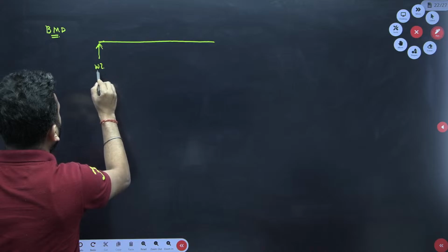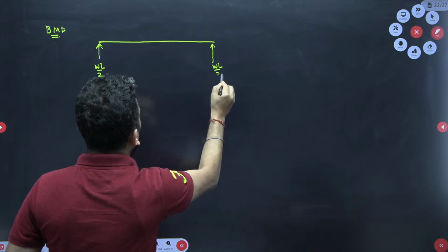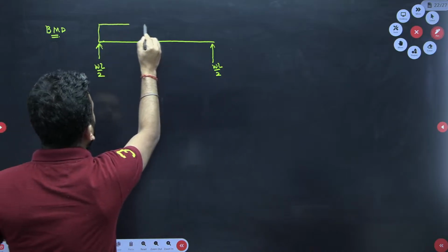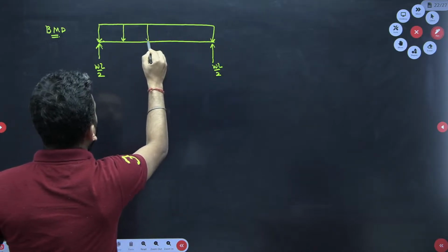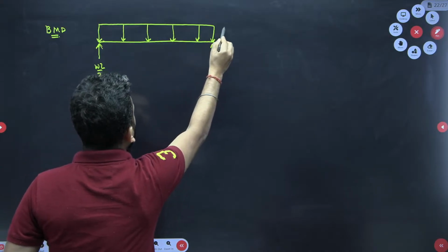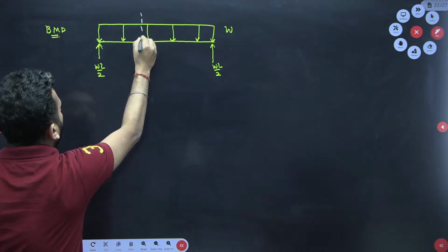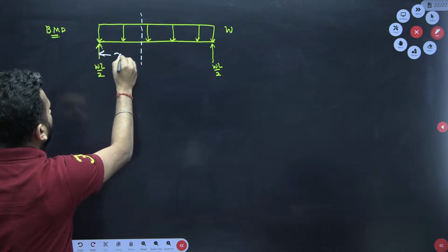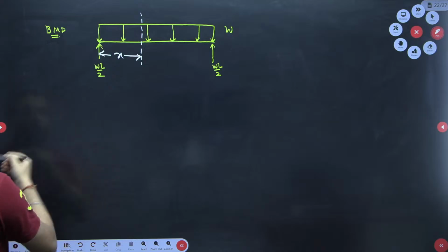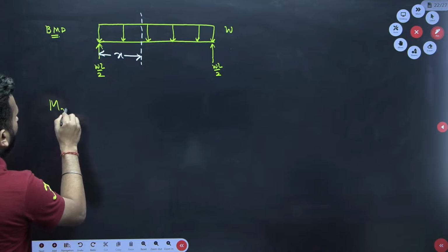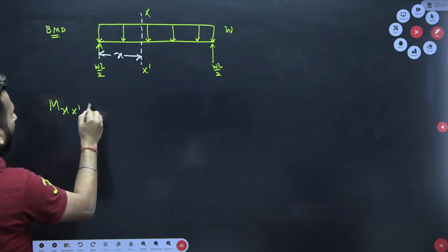So this is WL by 2. This is WL by 2. This is the W distributed load. So if I have to write the equation, I will do it at some distance x. At some distance x I will write. So what is the bending moment equation at some distance? Let's say this is the plane xx dash. So at xx dash, what is the bending moment equation?